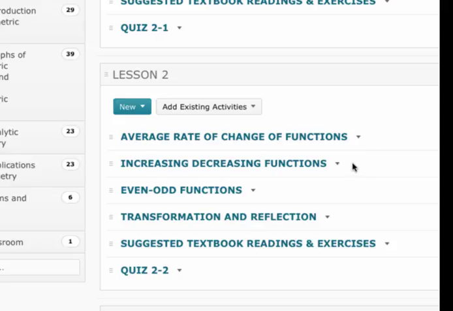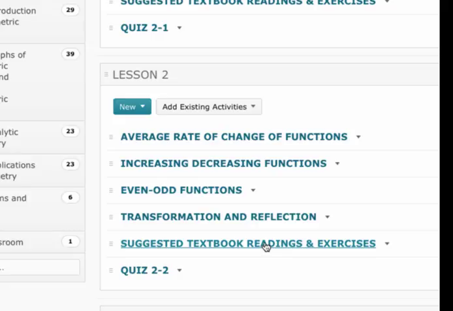Increasing and decreasing functions. We could be talking about the stock market. We could be talking about the unemployment rate. Even and odd functions, this is something that gets people, but it doesn't have to. Transformations and reflections. This is an extremely, extremely important concept. And college algebra people are already familiar with that, so make sure you study that if you need to.